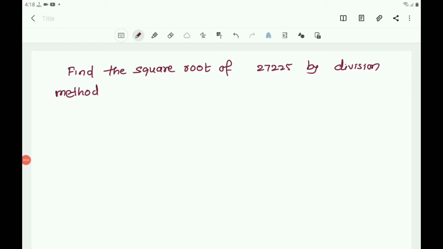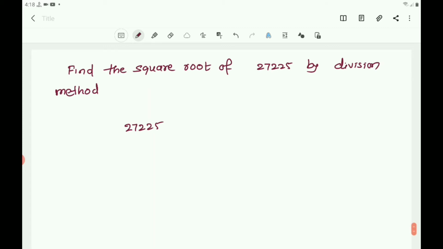Now, let us come to the division method of finding the square root. Take one number, find the square root of 27,225 by the division method. Take that number 27,225. How many digits are there? Here there are 5 digits. Can you guess the number of digits in its square root? In this number there are 5 digits, and in its square root (5 plus 1) by 2. 5 plus 1 is 6, 6 by 2 is 3. So in its square root there are 3 digits.